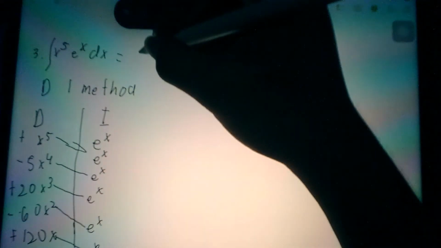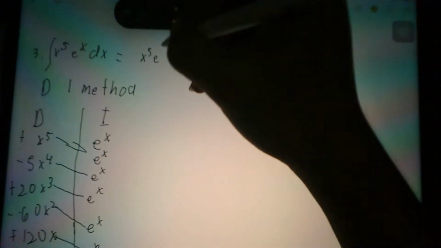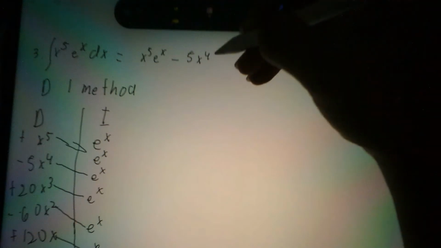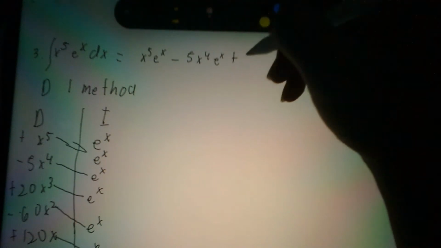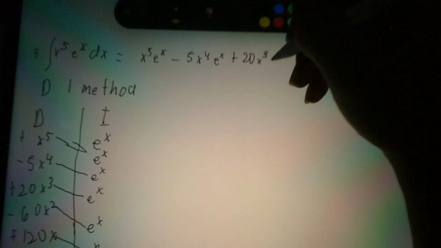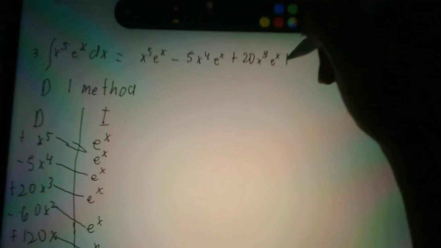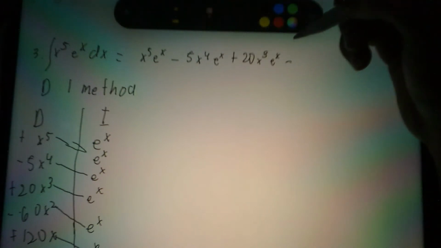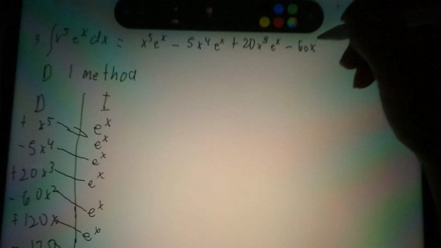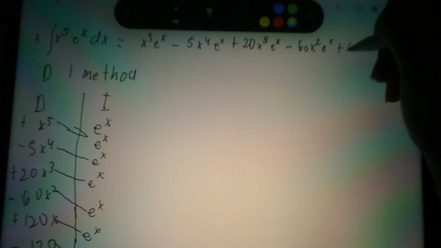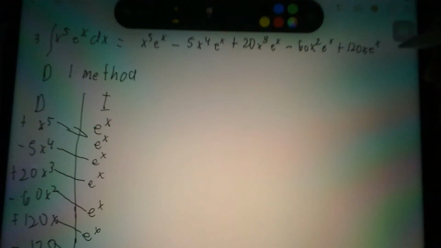So x to the 5 e^x, minus 5x to the 4 e^x, plus 20x cubed e^x, minus 60x squared e^x, plus 120x e^x, and minus 120 e^x, and plus c. Don't forget our c here.